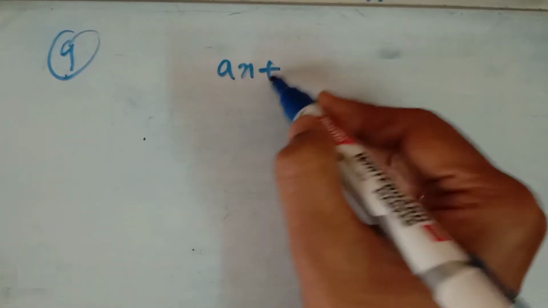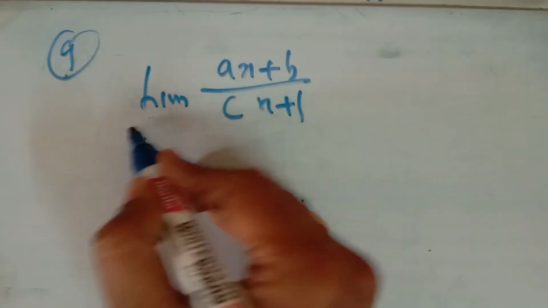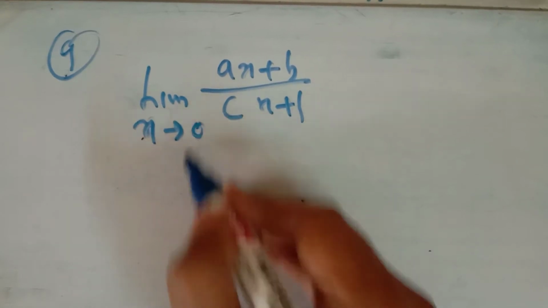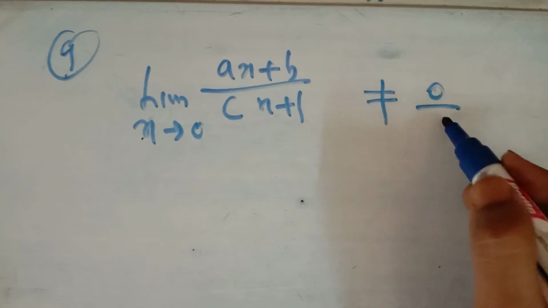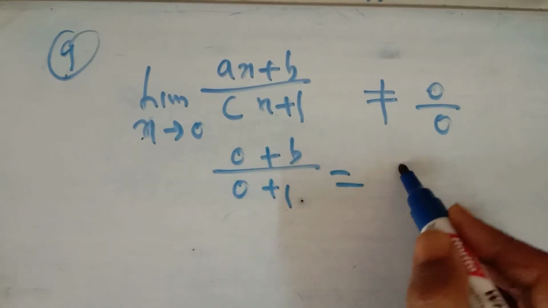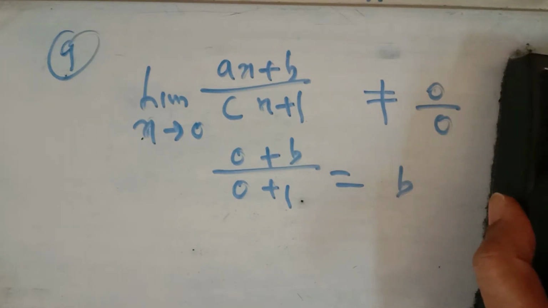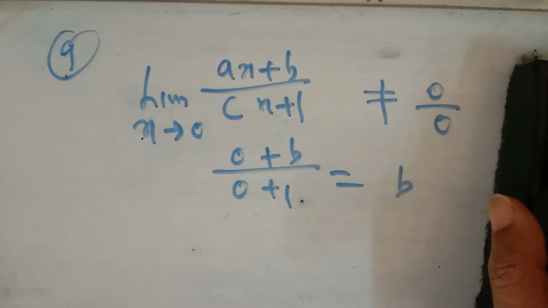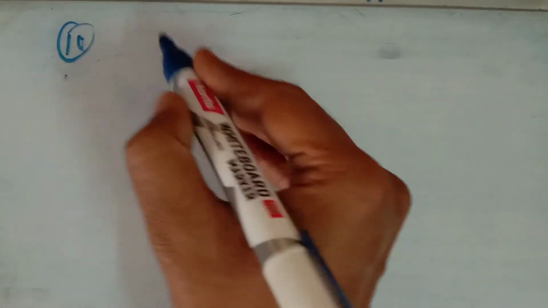Yes, in question number 9, we have the function ax plus b upon cx plus 1 and the limit is x goes to 0. Now when you're putting x equal to 0, you're not getting into this 0 upon 0 form. So you can put directly the value of x as 0. So you're getting the limit of this function as b. When you're not getting 0 upon 0 form, you can put the value of x directly to obtain the limit of this given function. Now in question number 10, it is a very good question.